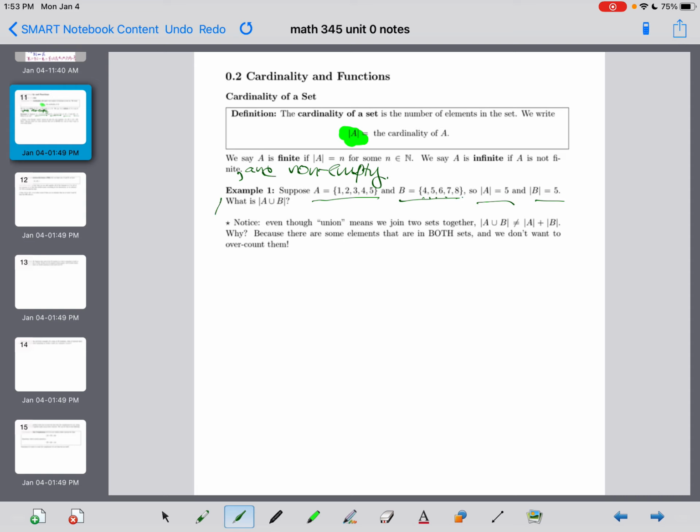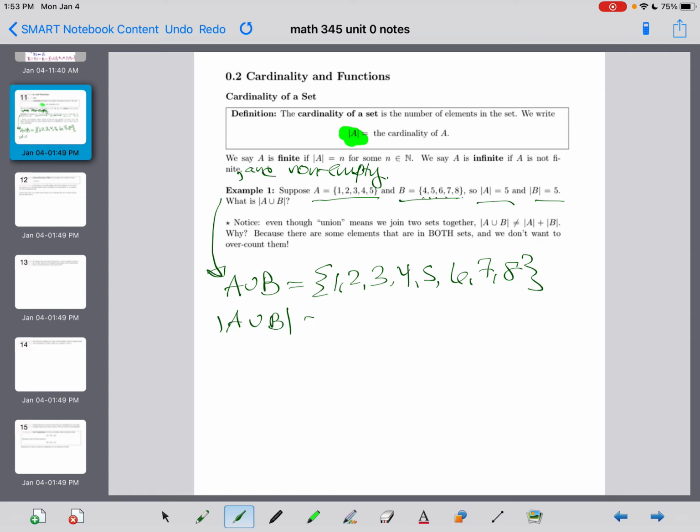But what is the cardinality of A union B? Remember, union is when we join two sets into one larger set. And we have seen in a previous example that A union B would be everything in A and B grouped together. So 1, 2, 3, 4, 5, 6, 7, and 8. So the cardinality of this set is the number of elements in this union. Well, there's 8 elements in this set, so we would say the cardinality is equal to 8.